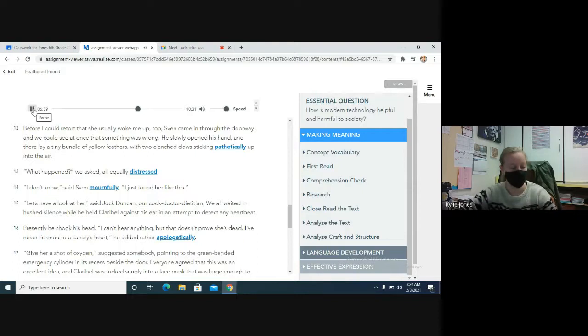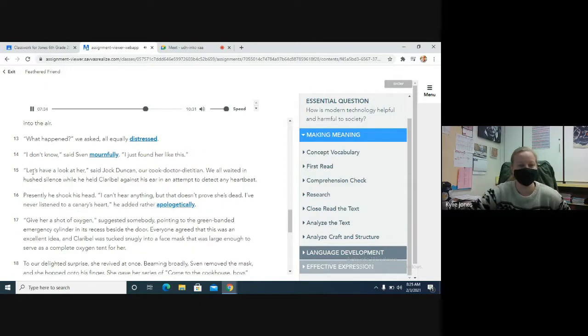"What happened?" we asked, all equally distressed. "I don't know," said Sven mournfully. "I just found her like this." "Let's have a look at her," said Jack Duncan, our cook, doctor, dietitian. We all waited in hushed silence while he held Claribel against his ear in an attempt to detect any heartbeat. Presently, he shook his head. "I can't hear anything, but that doesn't prove she's dead. I've never listened to a canary's heart," he added rather apologetically. "Give her a shot of oxygen," suggested somebody, pointing to the green batted emergency cylinder in his recess beside the door. Everyone agreed that this was an excellent idea, and Claribel was tucked snugly into a face mask that was large enough to serve as a complete oxygen tent for her.